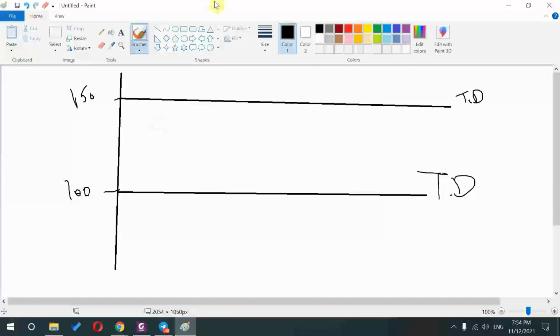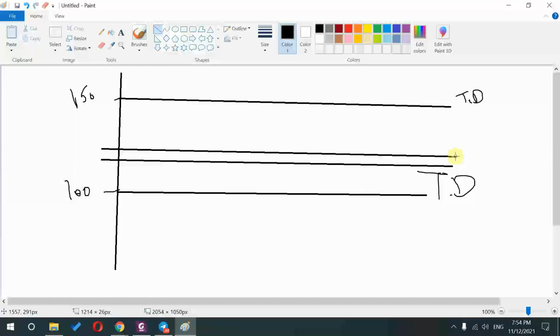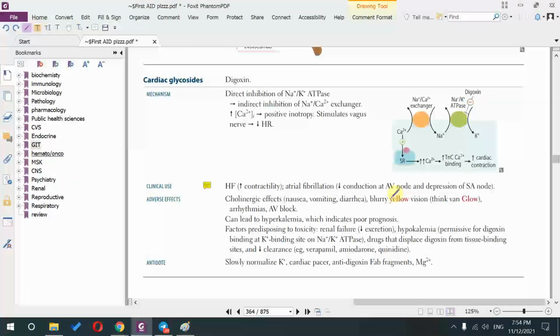For digoxin, it's really narrow. It's something like this. Yeah, and you need to stay in between. If you have poor clearance due to kidney failure and you give the same dose, the drug will go up here. It will become toxic, okay?